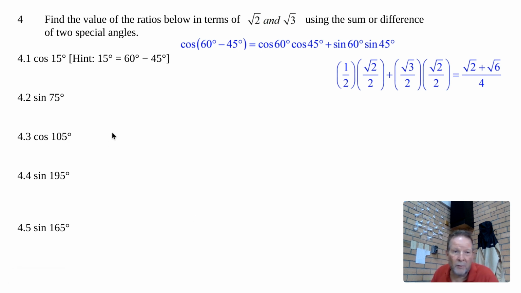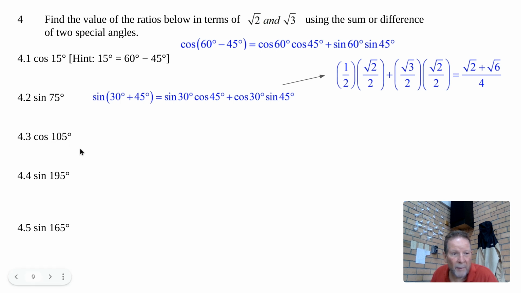So all of these questions kind of work like this. The sine of 75, well, I don't know 75, but I know 30 and 45. This time you just add them together and then work out each one separately. And hey, the sine of 30 is a half, the cos of 45, you get exactly the same answer here.